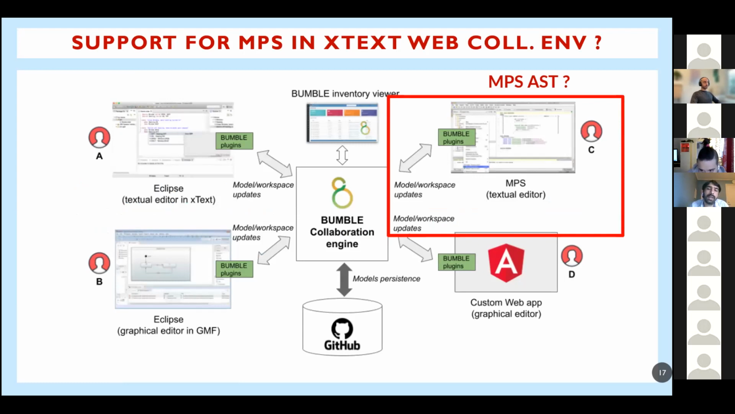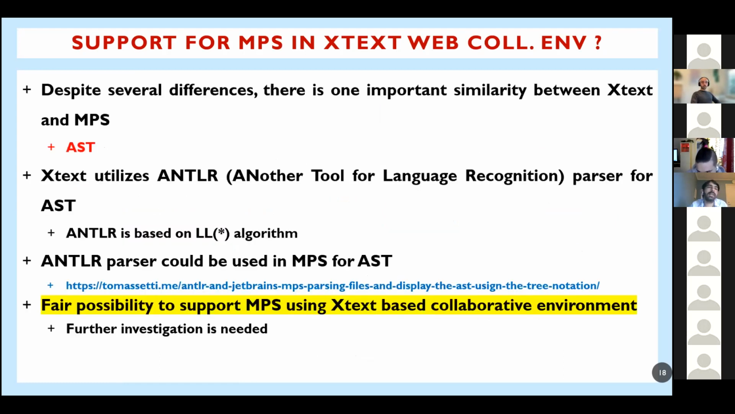Now, if we look at MPS, the point is, could we access the MPS AST here in the Bumble collaborative engine? And if so, how? I didn't explore this in much detail, but the basic is we just provide the mapping at the meta level between MPS and eCore, and it's easy to achieve this mapping. But for instance level, the only way to achieve it, as per my understanding, is the AST, because despite several differences, there is one important similarity, and that is AST.